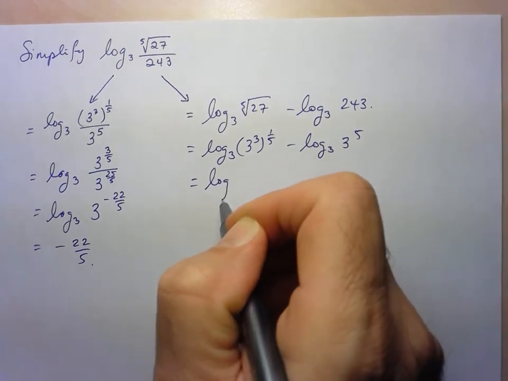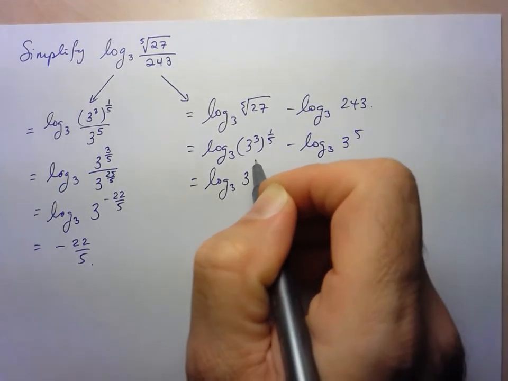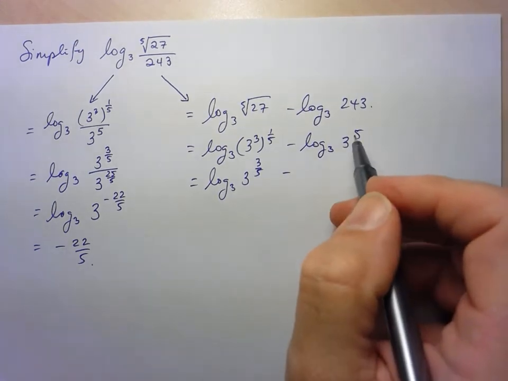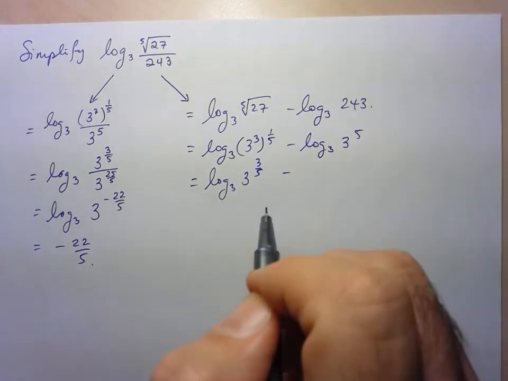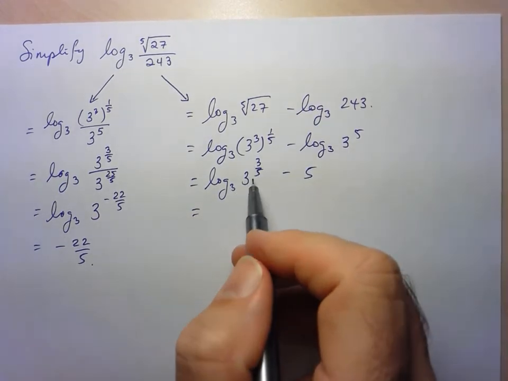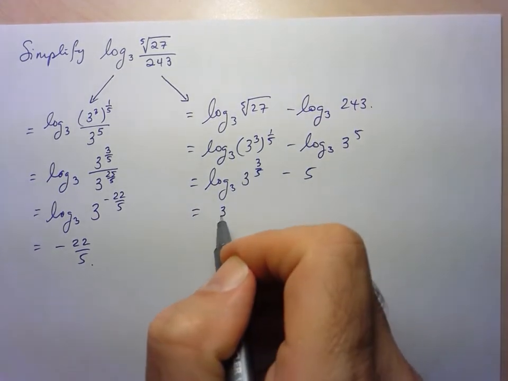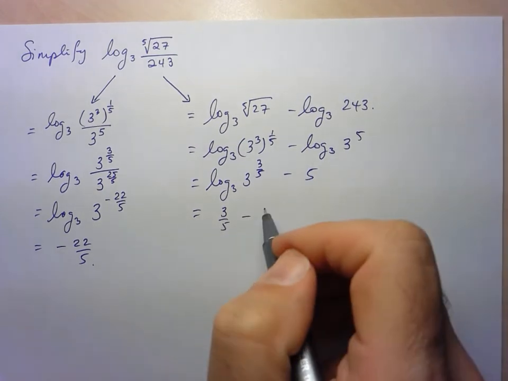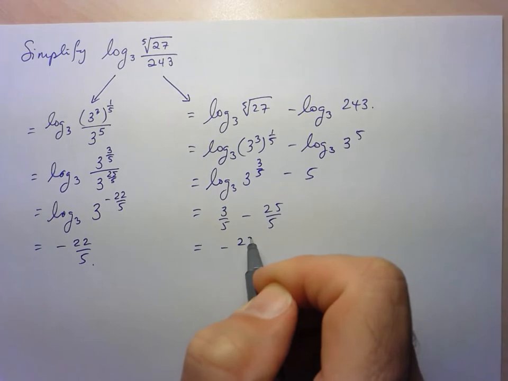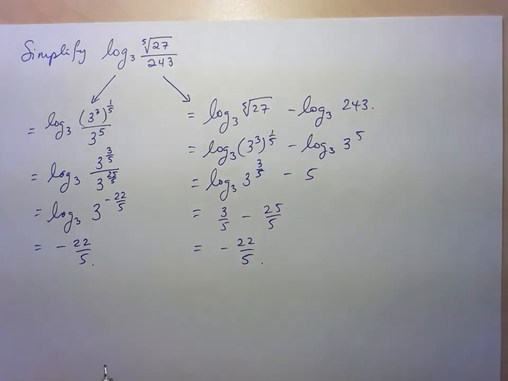Okay, this becomes log base 3 of 3 to the 3/5. Okay, log base 3 of 3 to the 5, again, you just get your original input of 5. And so again, original input of 3 over 5 minus 5, which I'm going to write as 25 over 5. And lo and behold, we get to the exact same answer as expected.